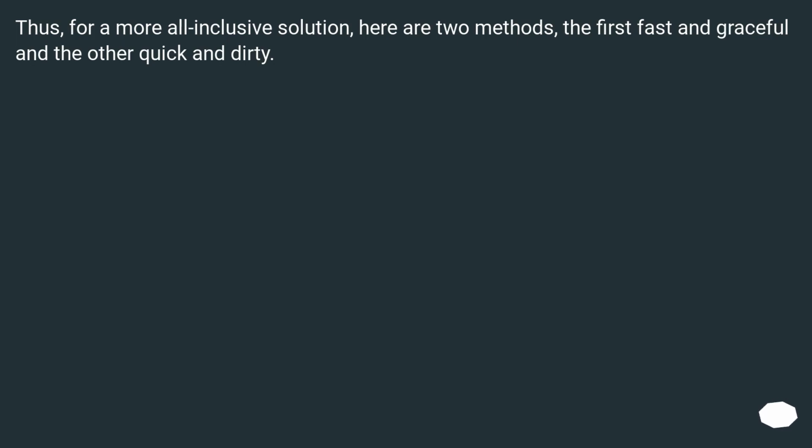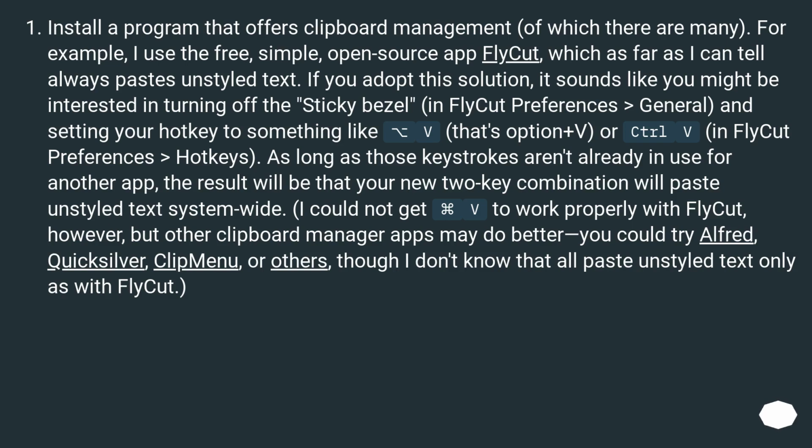Thus, for a more all-inclusive solution, here are two methods, the first fast and graceful and the other quick and dirty. One: install a program that offers clipboard management, of which there are many. For example, I use the free, simple, open-source app Flycut, which as far as I can tell always pastes unstyled text. If you adopt this solution, you might be interested in turning off the sticky bezel, in Flycut preferences > General, and setting your hotkey to something like Option-V or Ctrl-V, in Flycut preferences > Hotkeys.